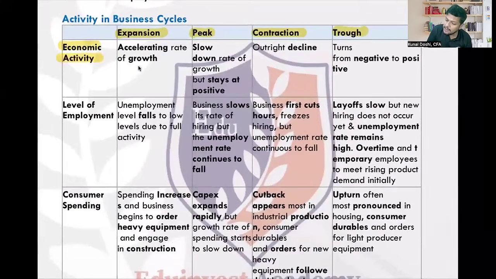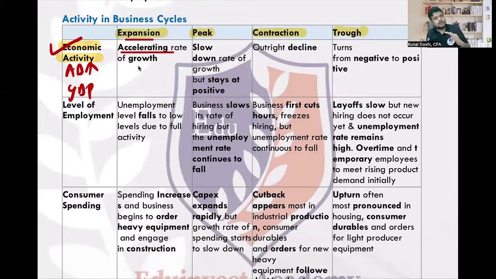Economic activity. When I say economic activity, you can say aggregate demand or you can say GDP. So what is happening to the overall GDP? GDP is gross domestic product, the amount of goods and services produced by the economy in a single year. So when the economy is expanding, of course, the GDP growth rate is accelerating. At the peak, the GDP growth rate has started to slow down. But when there is a recession, that means there is a decline in output. Understood? Output is falling at contraction.